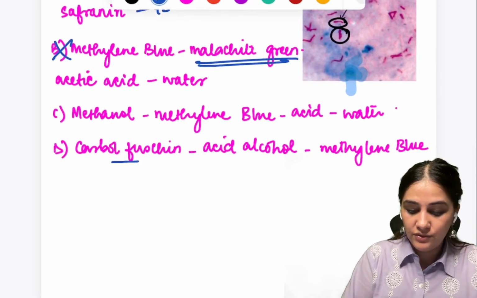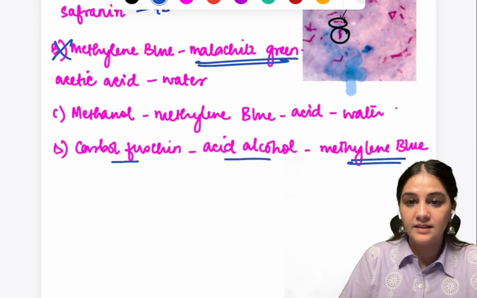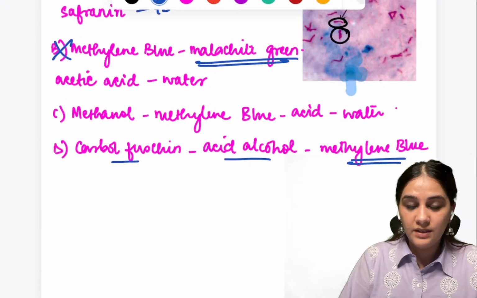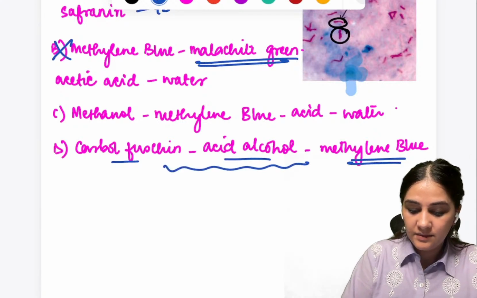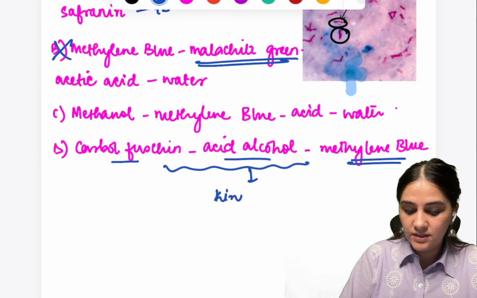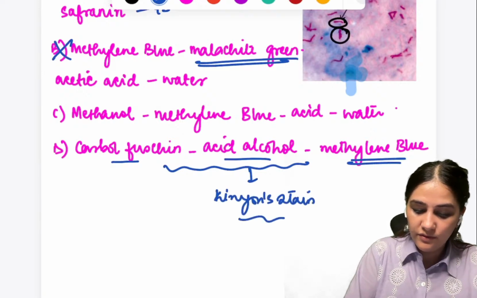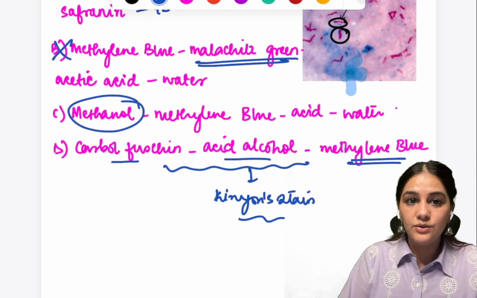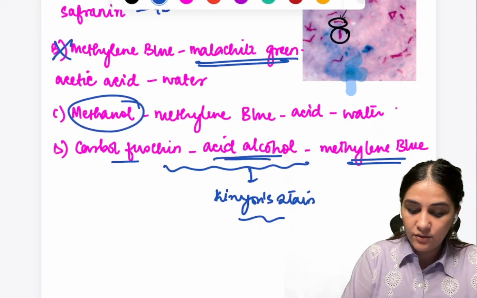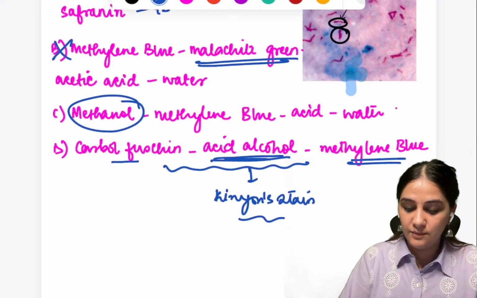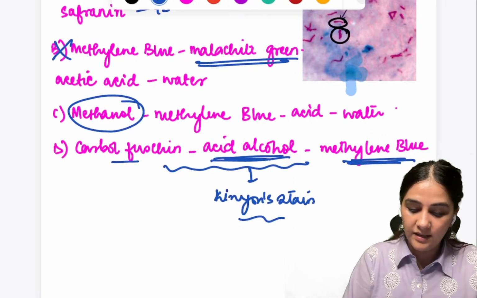We have carbol fuchsin, we have acid alcohol, and then we have methylene blue. So what is this going to be? This is something which is your Kinyoun stain. Right? So this is your Kinyoun stain that we are using. We were not using methanol. We were using the acid alcohol, right? That is the modification that we did. And we definitely had methylene blue and carbol fuchsin.